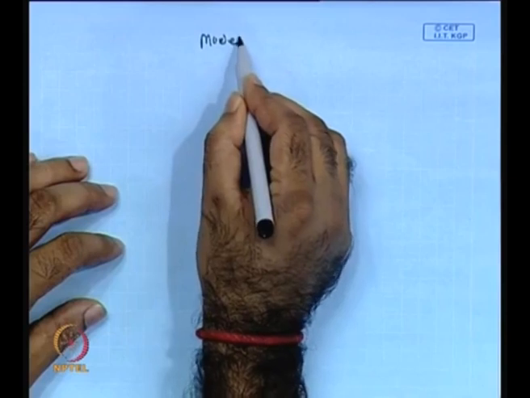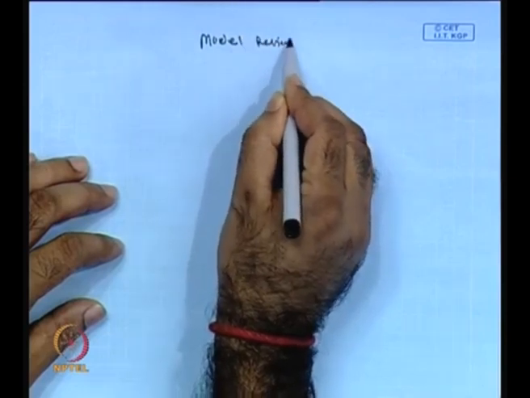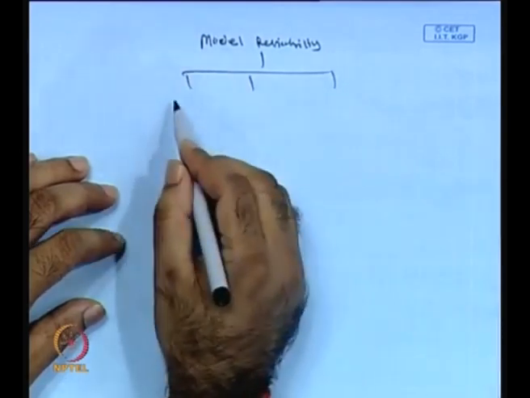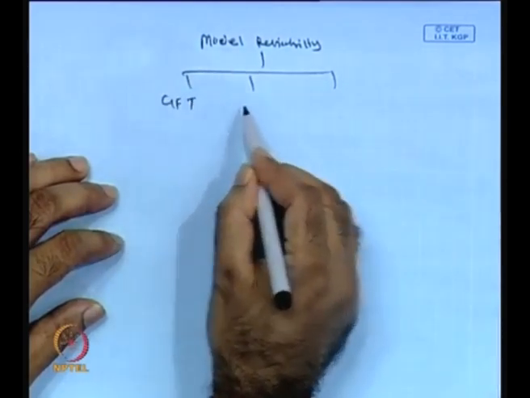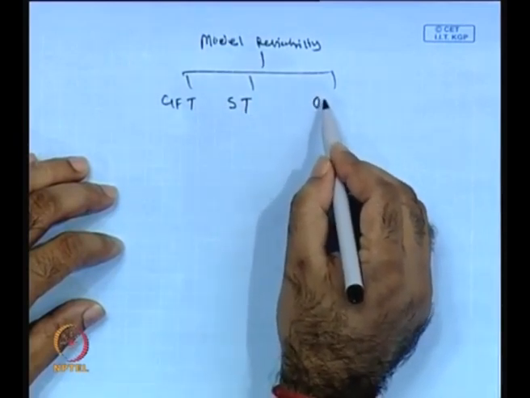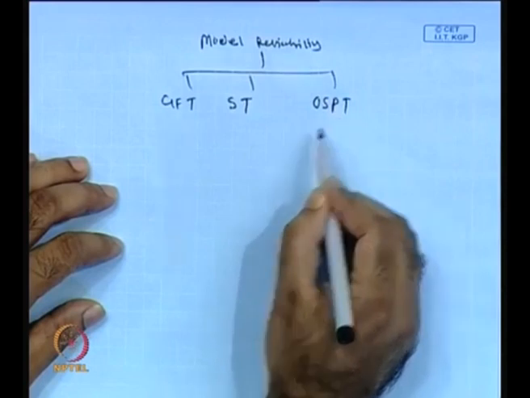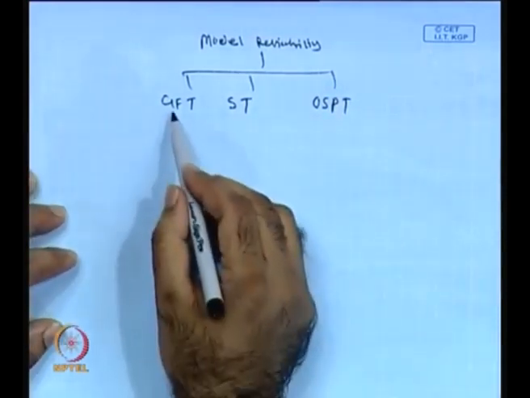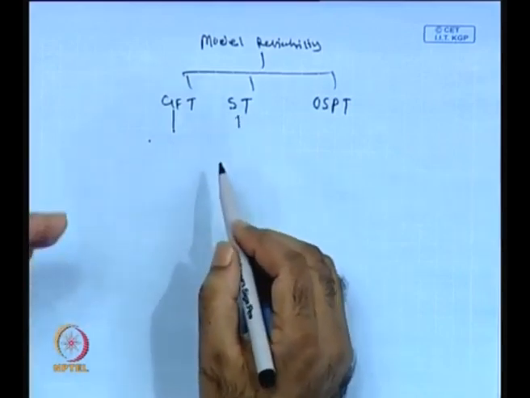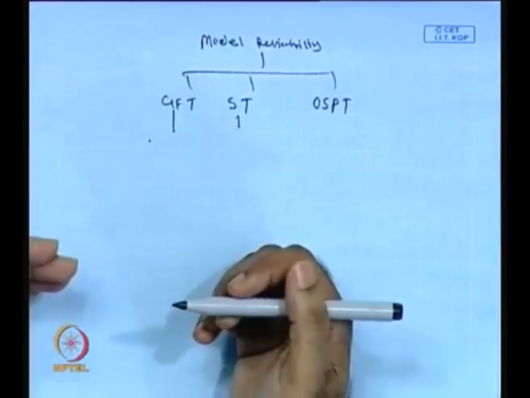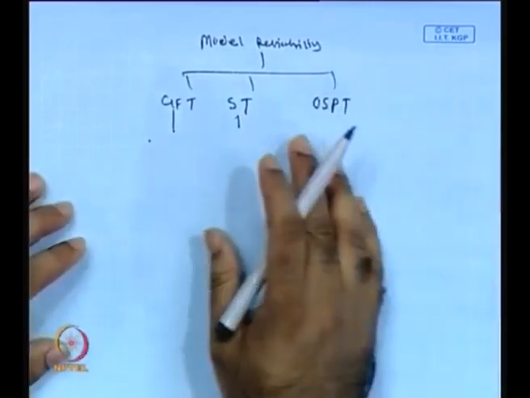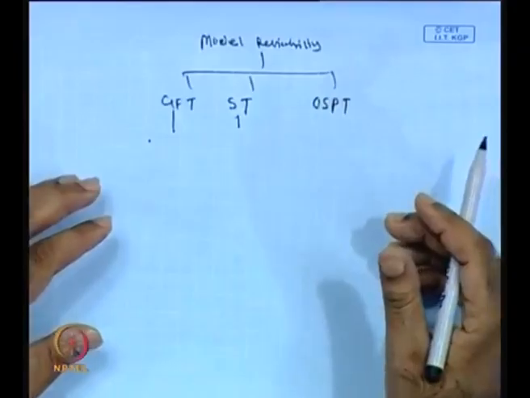Model reliability has three parts. One is called the goodness of fit test, GFT, then the specification test, ST, then the out of sample prediction test, OSPT. GFT will give you the overall fitness of the model. This is with respect to parameter weightage, and also with respect to residual aspects.